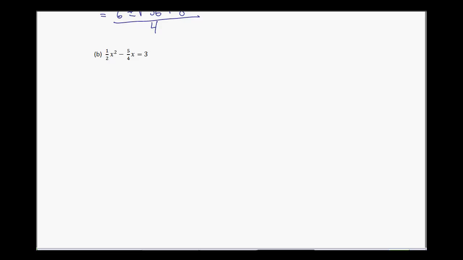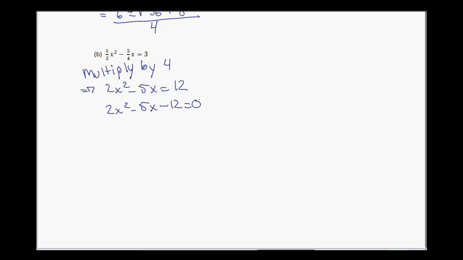Let's simplify this and have integer coefficients, so we can multiply by 4 here. And we get 2x squared minus 5x equals 12. Setting equation equal to 0, we have 2x squared minus 5x minus 12 equals 0. So now we have a quadratic equation of the form ax squared plus bx plus c equals 0, with a equaling 2, b equals negative 5, and c equals negative 12.